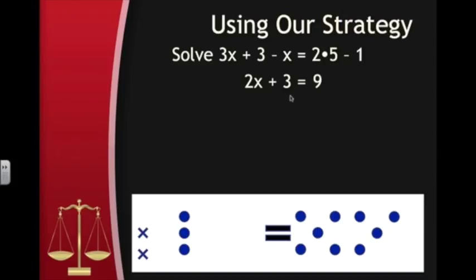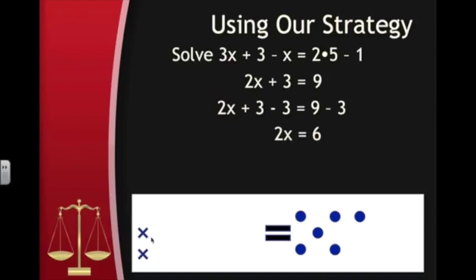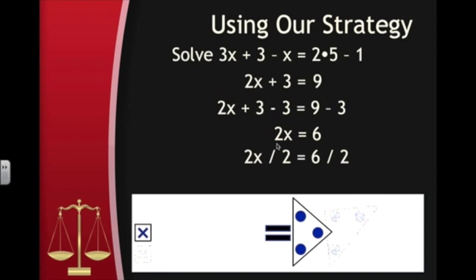Now we can move to our third step, undoing the addition or subtraction. In this case, on the side the x is on, we have a plus 3. So we need to subtract 3 from both sides of the equation. Once we do this, we're left with 2x equals 6. Finally, our fourth step is to undo any multiplication or division. Here, x is multiplied by 2. So we need to divide by 2. This gives us our final answer, x equals 3.